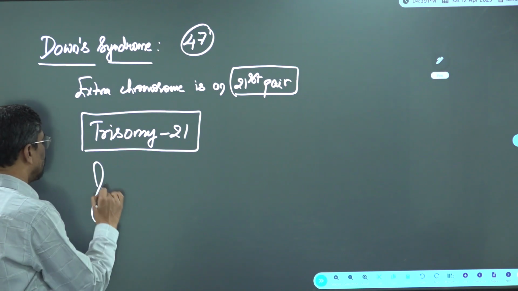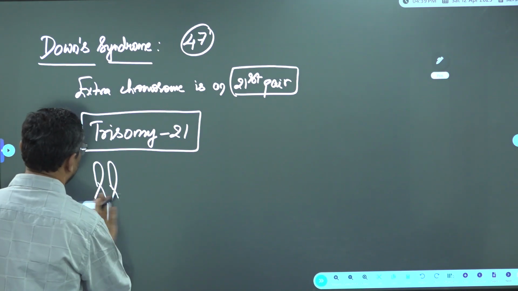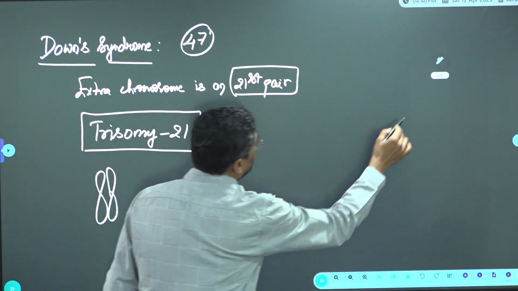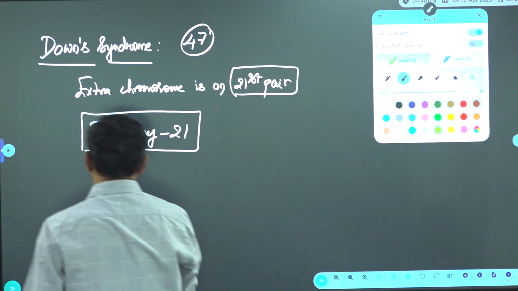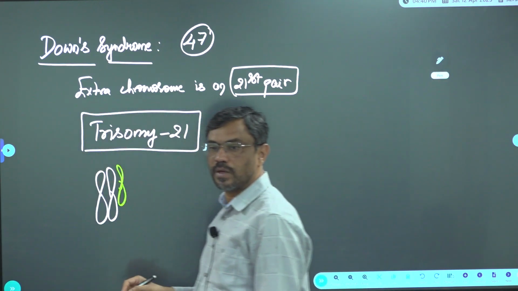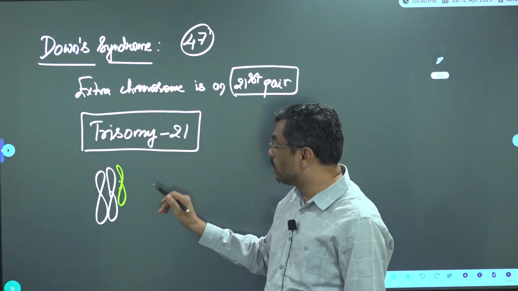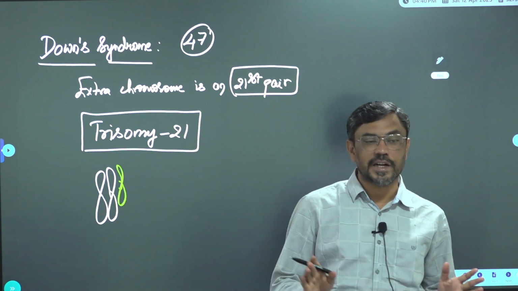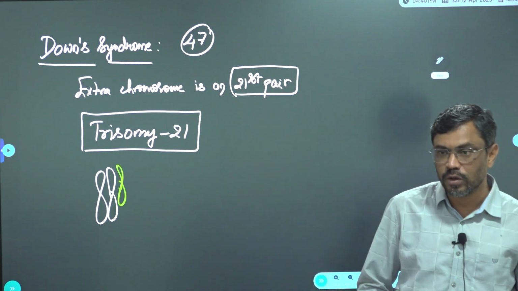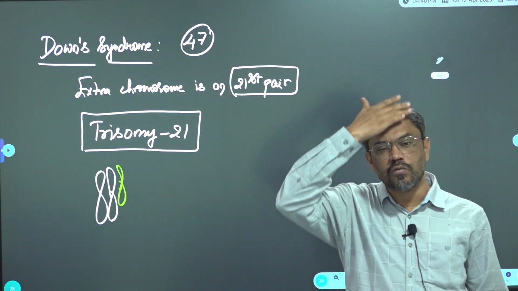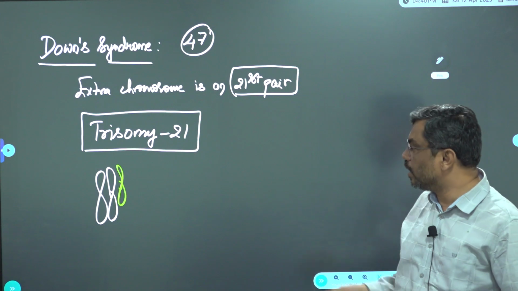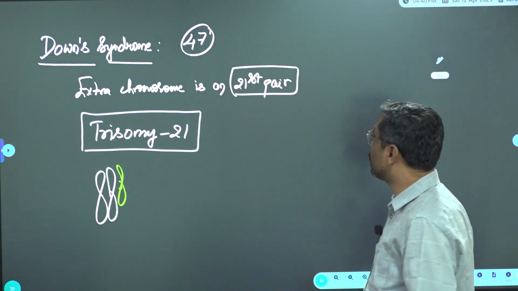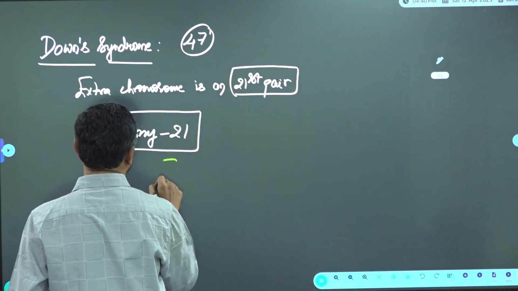Suppose this is the 21st pair of chromosomes. Here an extra chromosome is added like this. Due to the addition of this extra chromosome, they will get some abnormalities. These children are mentally retarded and physically retarded. There is stunted growth, and they have a broad forehead. This is Down syndrome.